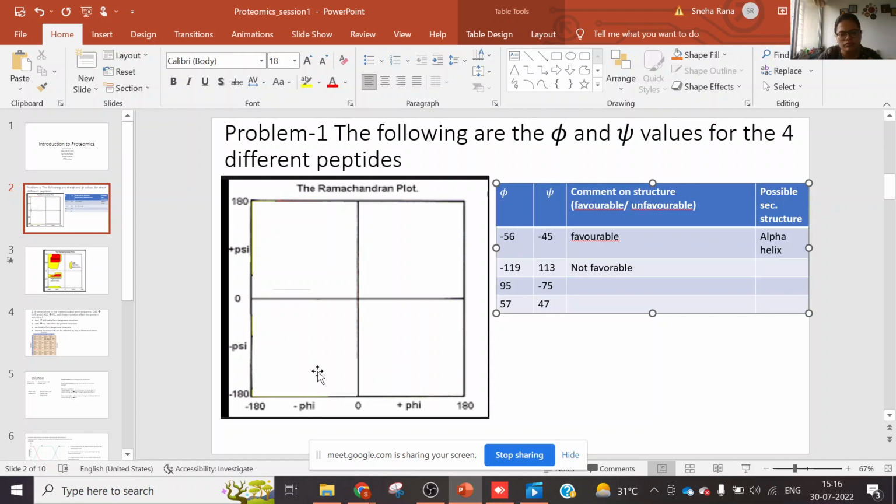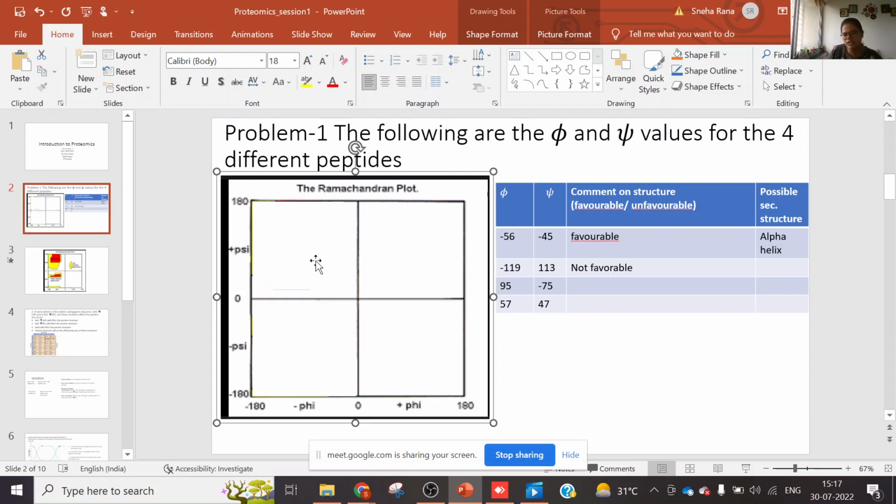Okay. Let me check again, because it's minus in the phi region. I think it will be in the second quadrant, that is the top left one. Yes, correct. If you see, the value of phi is minus 119, which is negative here, and psi is positive. So perfect, this is the quadrant. You have identified the quadrant correctly.